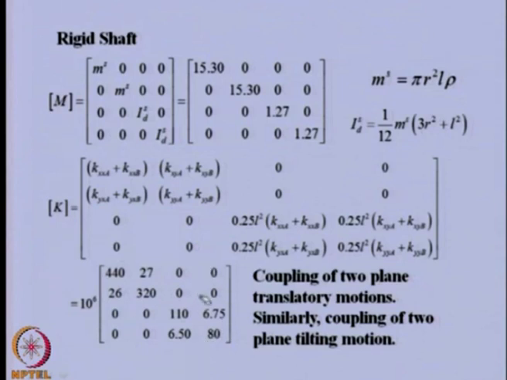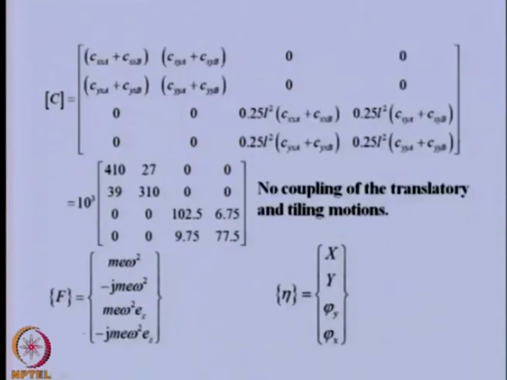In this particular case, as I told, there is no coupling; the coupling is there only in the translatory motion or in the tilting motion. And this is the damping coefficient, and if we substitute the values, we can get this particular damping matrix. This force vector is given by this, in which forces and moments are there. This is the stacking of the response vector.